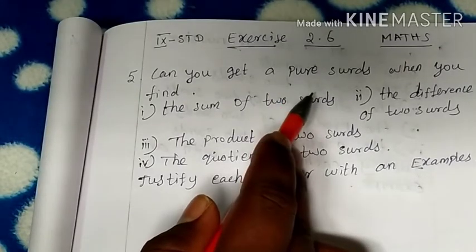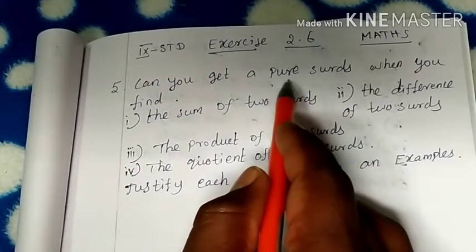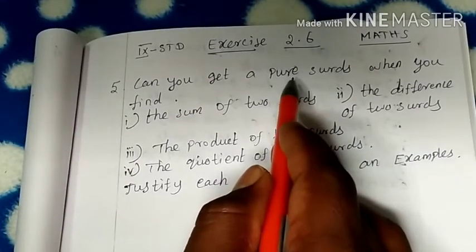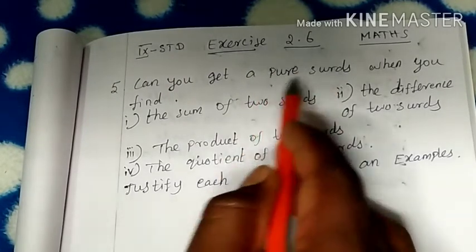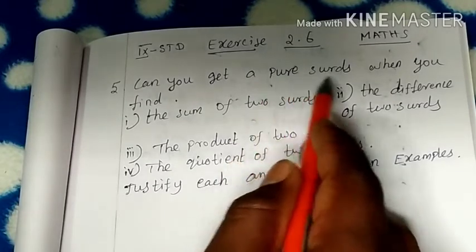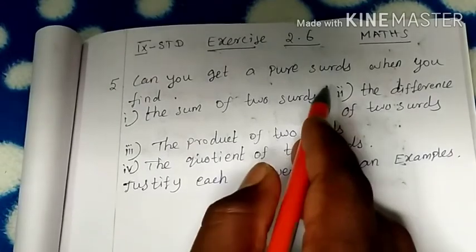What is the pure surd definition? A surd is called a pure surd if its coefficient in its simplest form is 1. The coefficient in the simplest form must be 1. Okay, this is the pure surd definition, don't forget.